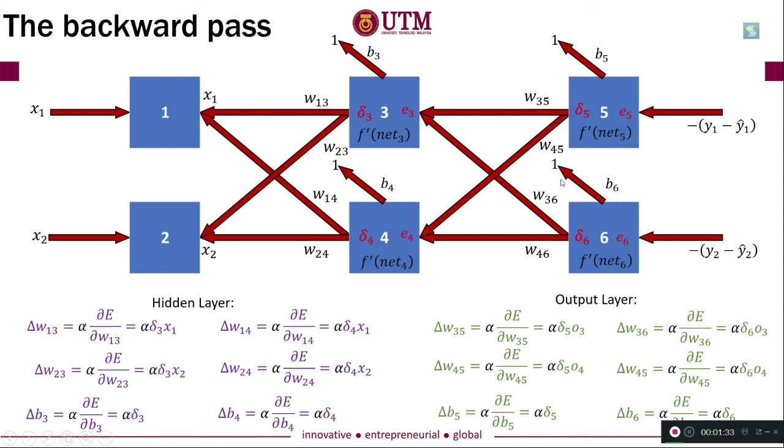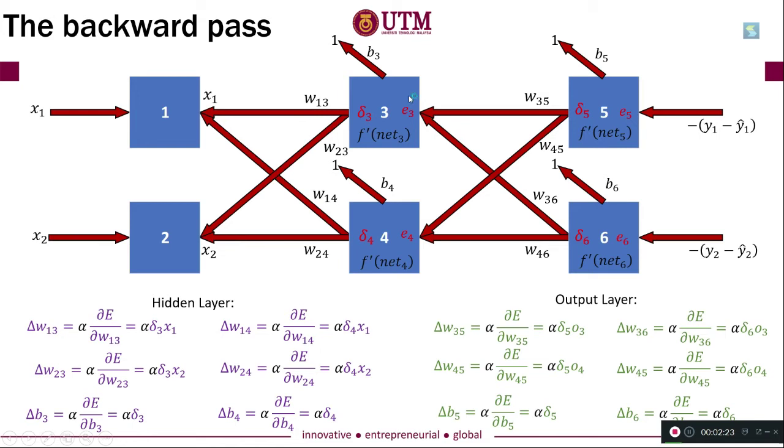The one that is not similar is the definition of E, or the definition of local error. At the output layer, to calculate E5 as well as E6, you must compute by this definition, where you take your actual output Y1 minus your predicted output Y1, and of course you have a minus there to get your E5. The same goes for E6. To find that, you must use this expression.